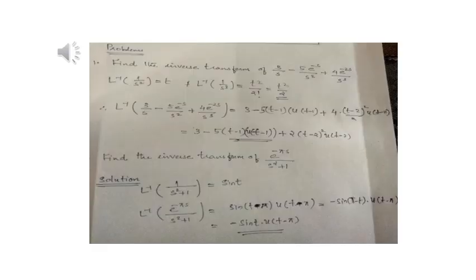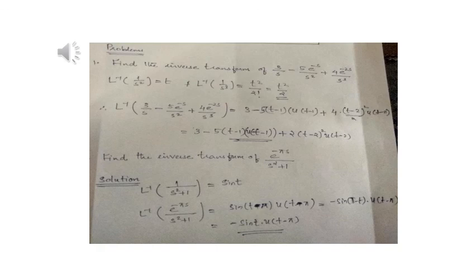So the first question, find the inverse transform of 3 by s minus 5 e raised to minus s by s square plus 4 into e raised to minus 2s by s raised to 3. So by taking the inverse, we know L inverse of 1 by s square is t, and L inverse of 1 by s raised to 3 is t squared by 2.